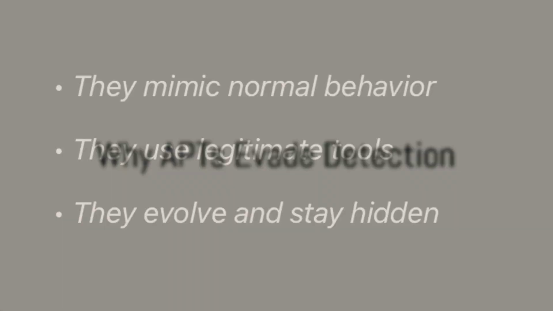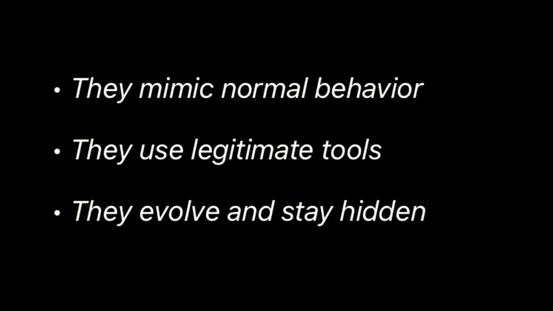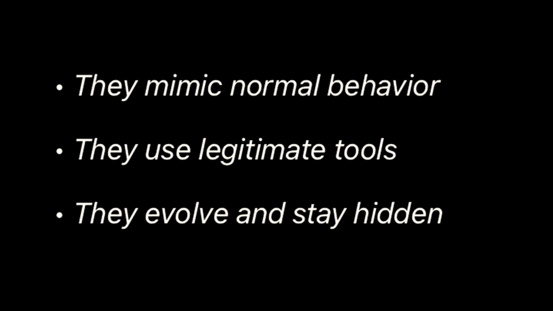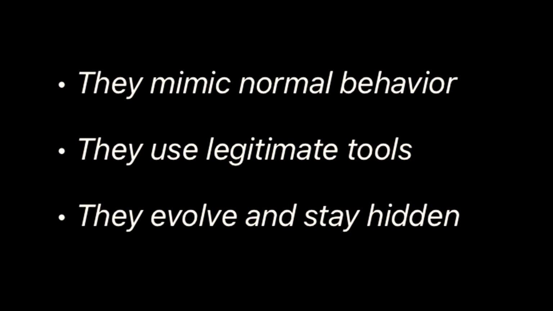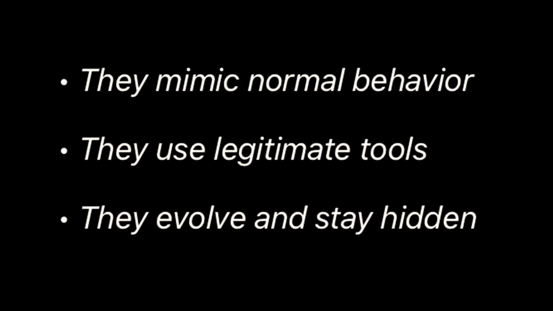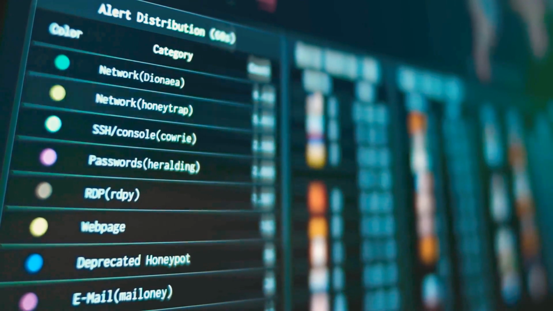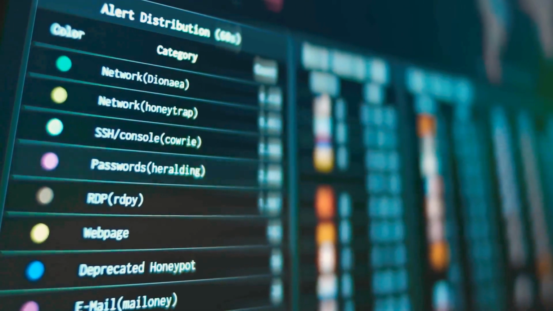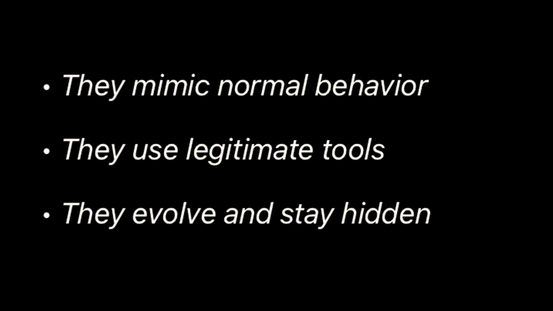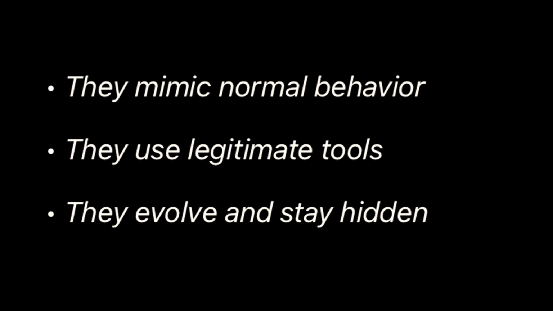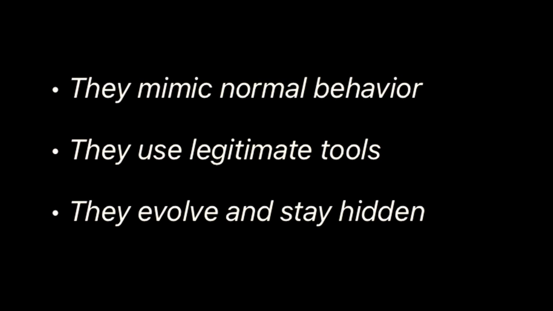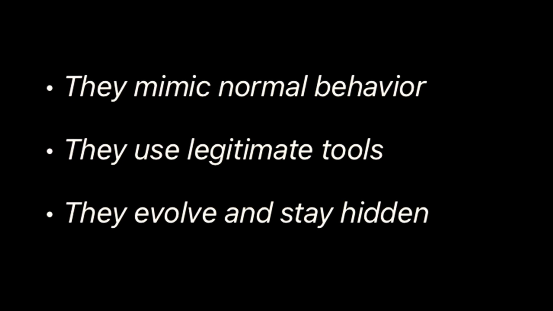Why are APTs hard to detect? Because they mimic normal behavior. For example, they might use legitimate admin tools like PowerShell to move within the system. They're quiet. APTs avoid triggering standard antivirus or firewall alerts. They evolve. Many use polymorphic malware that changes form to evade detection. They're patient. APTs may sit dormant for weeks before taking action.